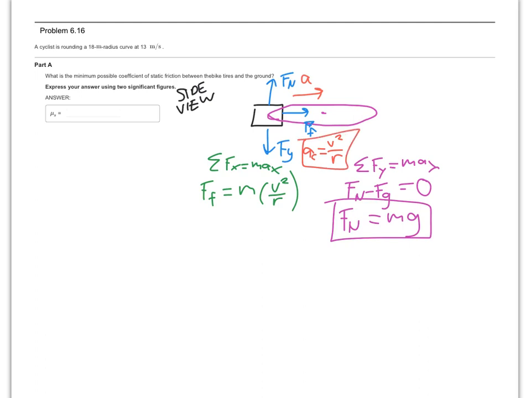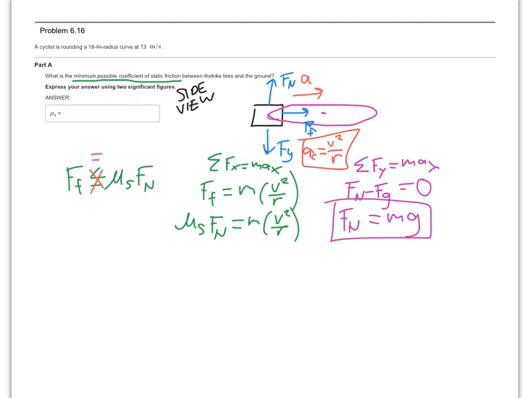I can now substitute in for Ff. It's going to be mu s times my normal force. We know that the force of friction is always less than or equal to mu s times my normal force, but I have this line here about the minimum possible coefficient of static friction. So if my mu is as small as possible, that means I need to use all of that frictional force. And so in this case, friction is at a maximum, and Ff just equals mu times my normal force.